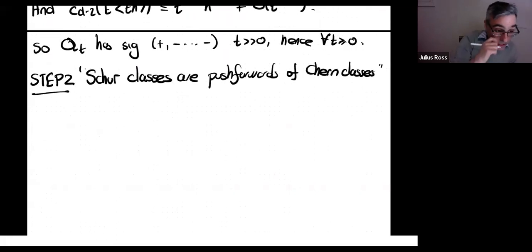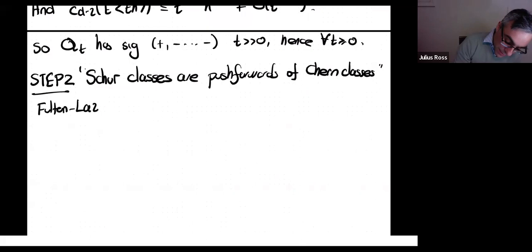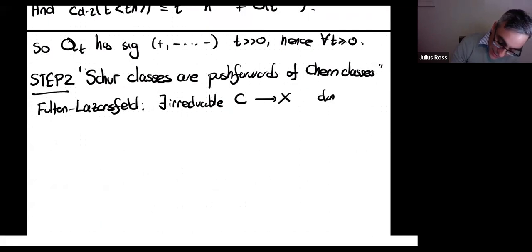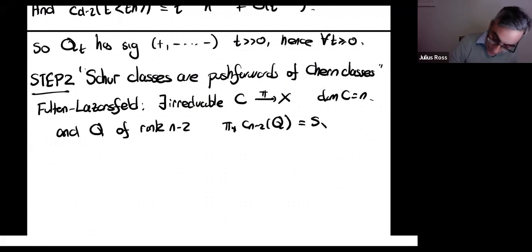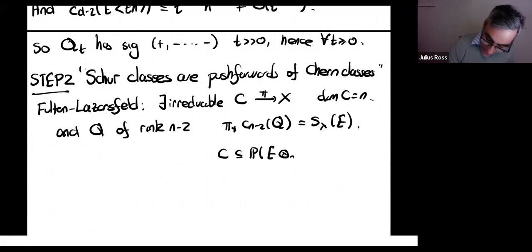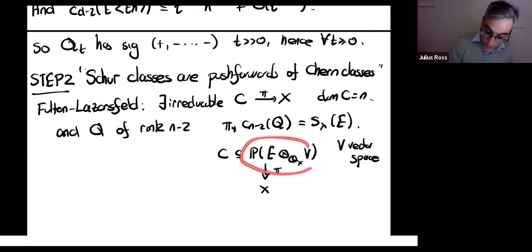It's not meant to be precise, but the precise statement, which was used by Fulton and Lazarsfeld and discussed by Fulton in various papers, is that there exists an irreducible C going down to X, the dimension of C is n, and a vector bundle Q of rank n-2, so that, calling this map pi, if you push forward c_{n-2} of Q you get the Schur class of E. C sits inside some projective bundle associated to E via some vector space V going down to X, and Q is the tautological bundle on this projective bundle restricted to C.